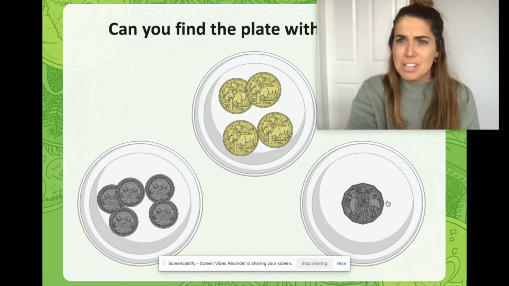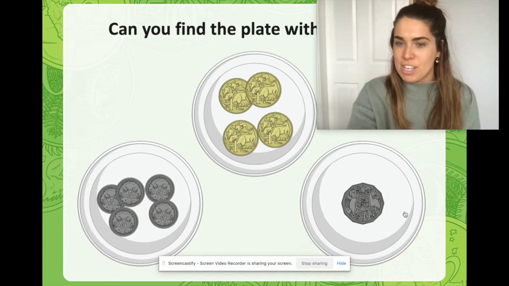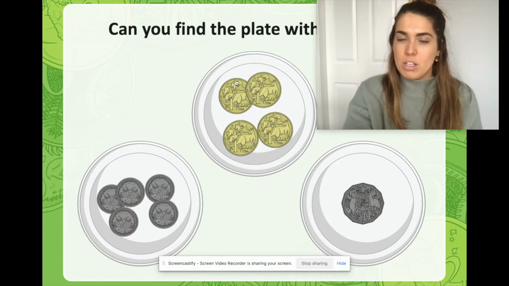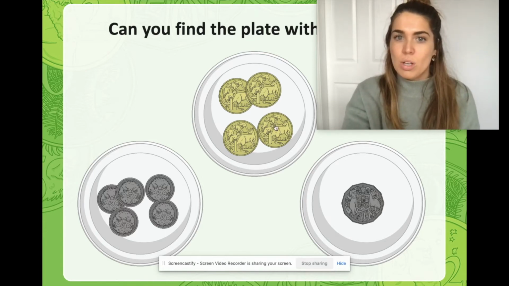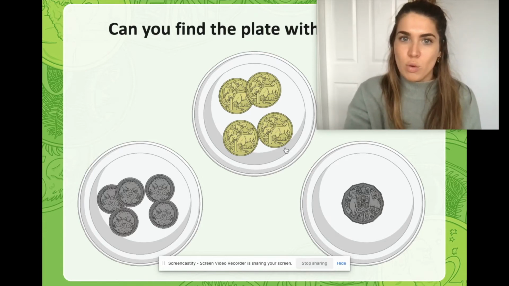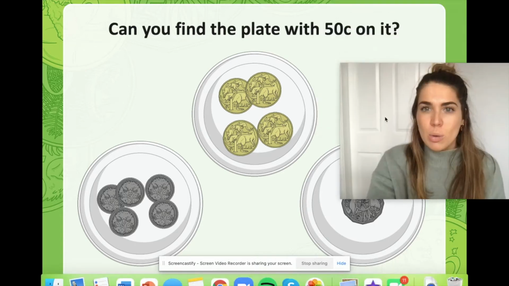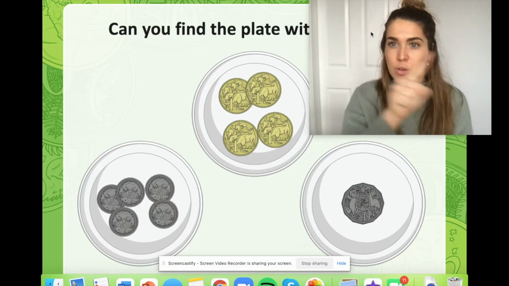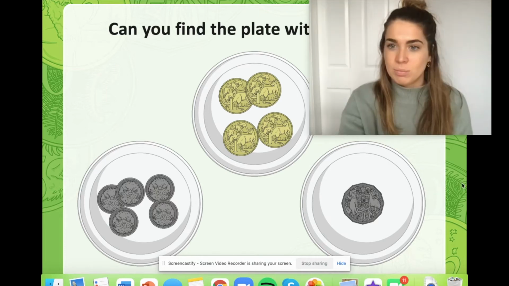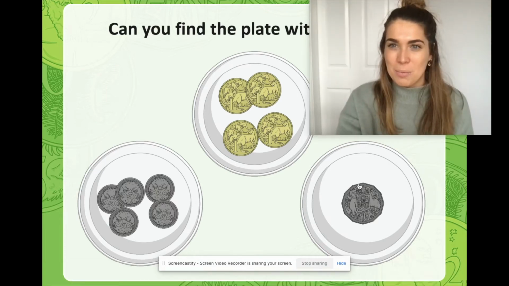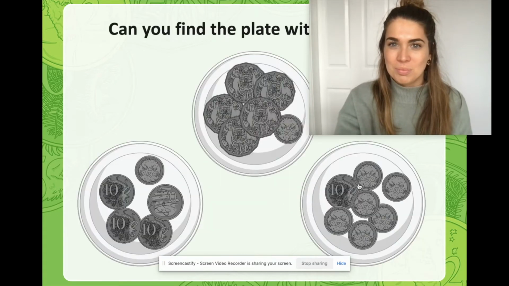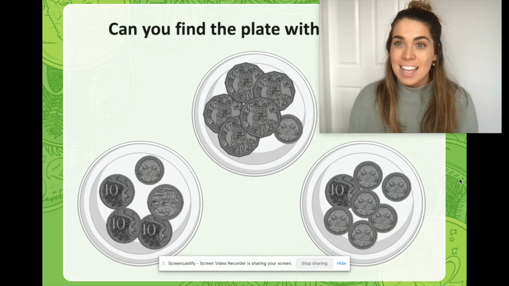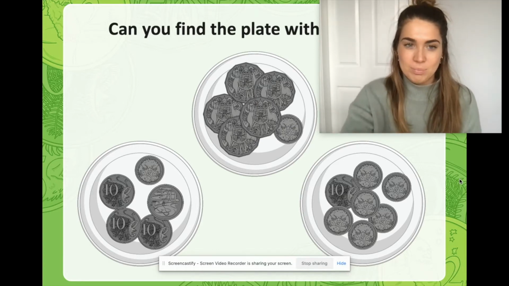Over here, there's only one coin, so I know I have 50 cents. In this plate, I'm just going to count my dollars. 1, 2, 3, 4. There are $4 in this plate. The question says, can you find the plate with 50 cents on it? I wonder if you can point with your finger now. This one, well done.